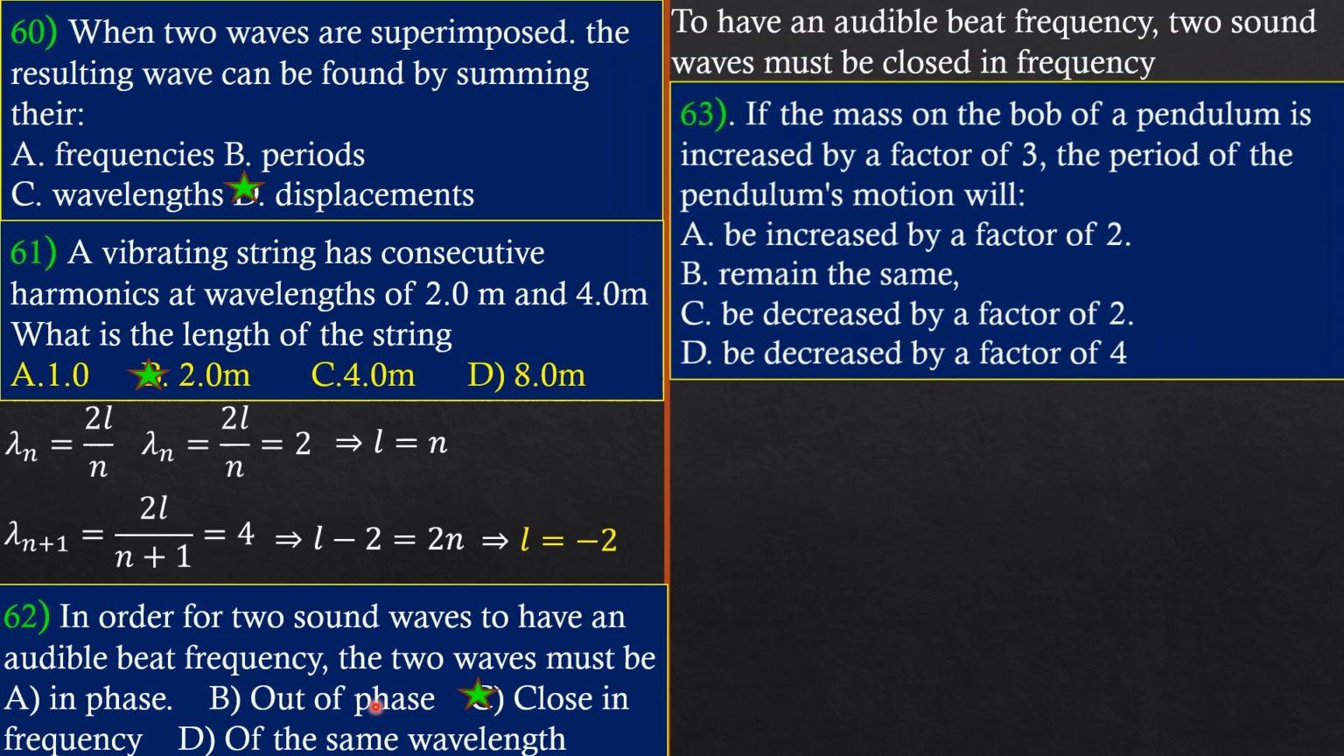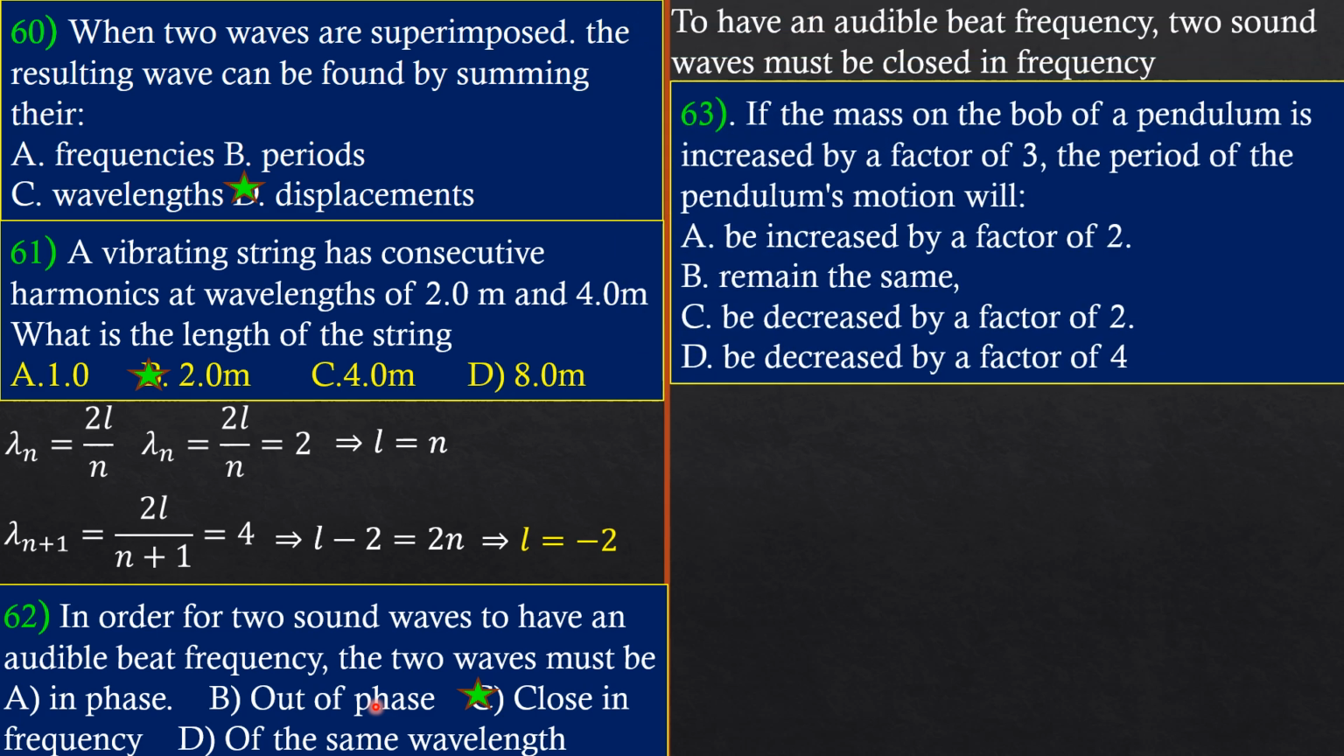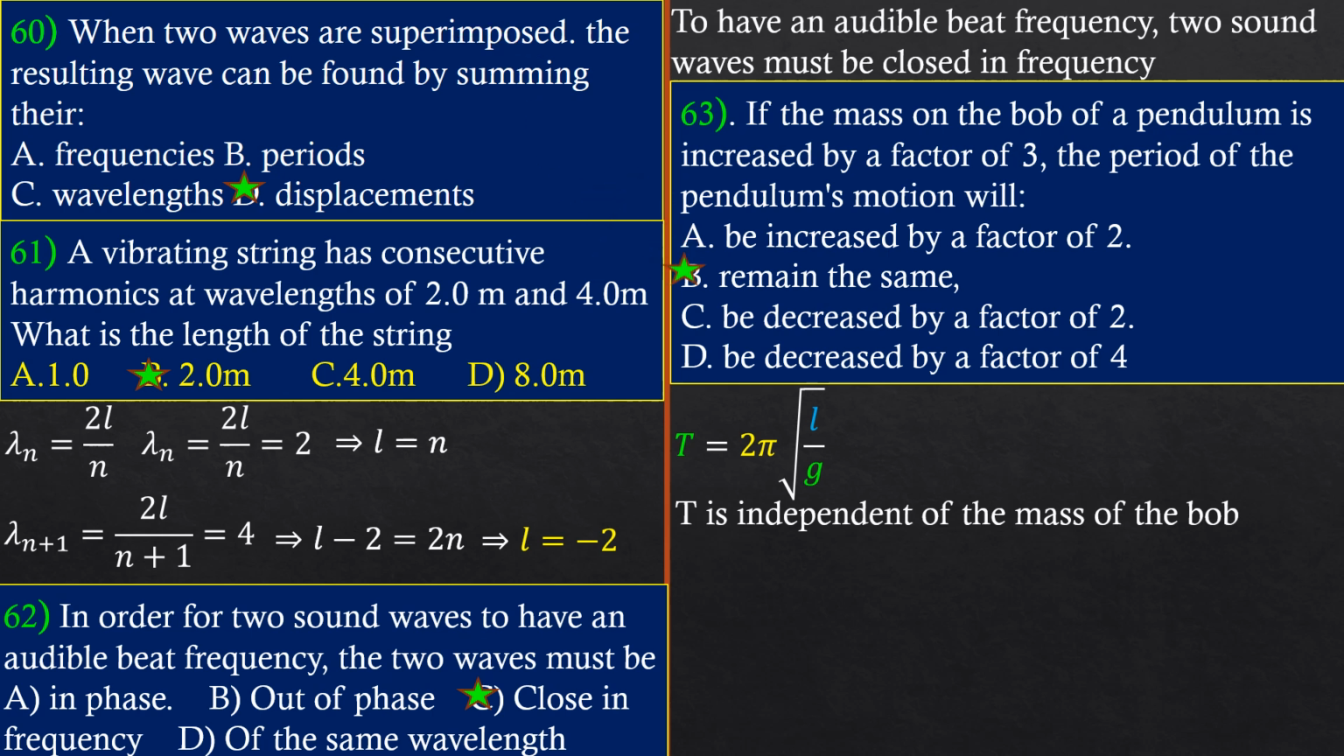Question 63 simply reads that if the mass on the bulb of a pendulum is increased by a factor of 3, the period of the pendulum motion will. These are the options. So let's recall that the period of a pendulum is simply defined by the formula T equal to 2 pi square root of L over g. In this case, we can see that the period T is independent of the mass of the bulb. It's highly independent. So the mass has nothing to do with the period. As such, the period will remain the same. So option B is the best option. Okay, guys, let's go to the next question.